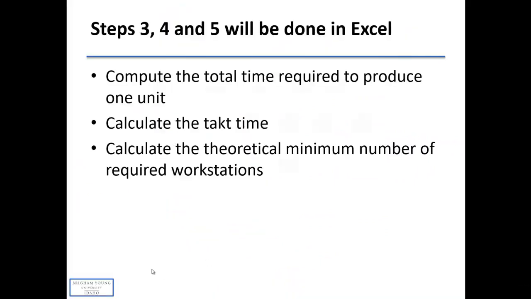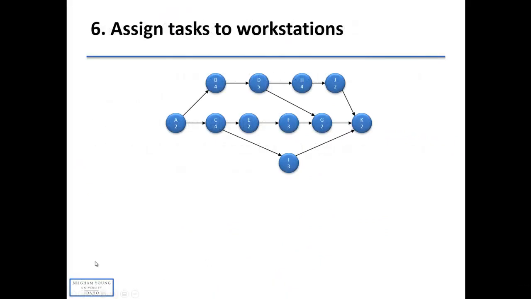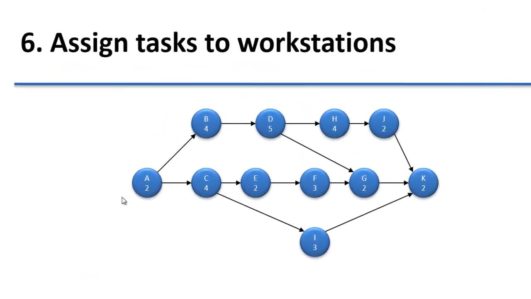Okay, so we're going to assign tasks to workstations. We are told our takt time is 6 minutes. So what that means is our assignment of these individual tasks to workstations cannot exceed 6 minutes total. And what we're going to do is organize all of these tasks into a linear production line.